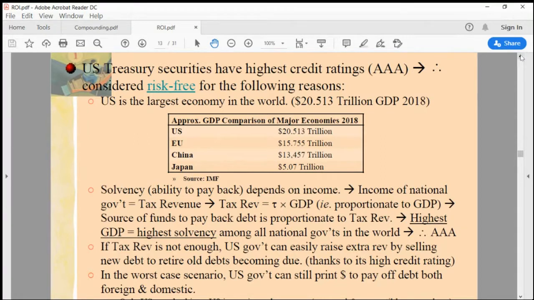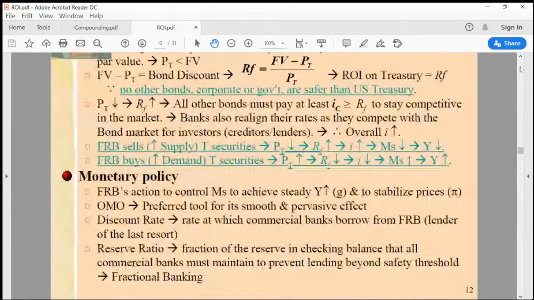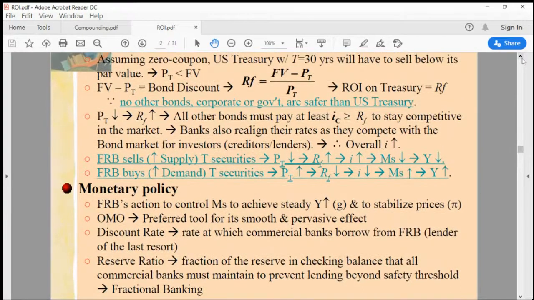So that's why U.S. government debt is the safest debt in the world. Okay. Now there are a couple of other reasons, but we're going to get to that later. So that explains why the return on the U.S. Treasury is called risk-free. Okay.